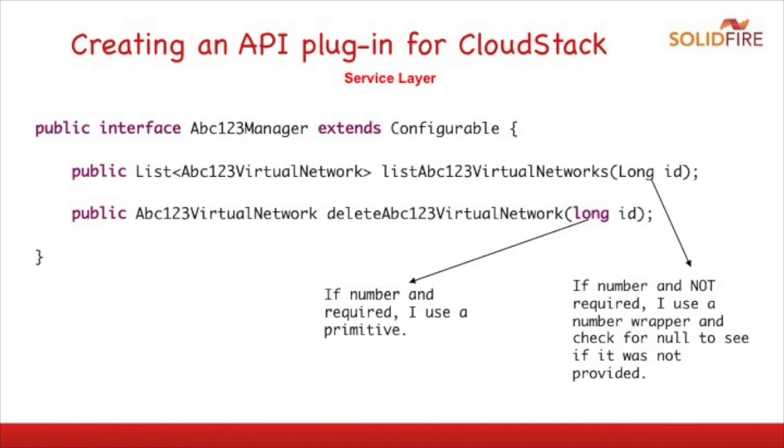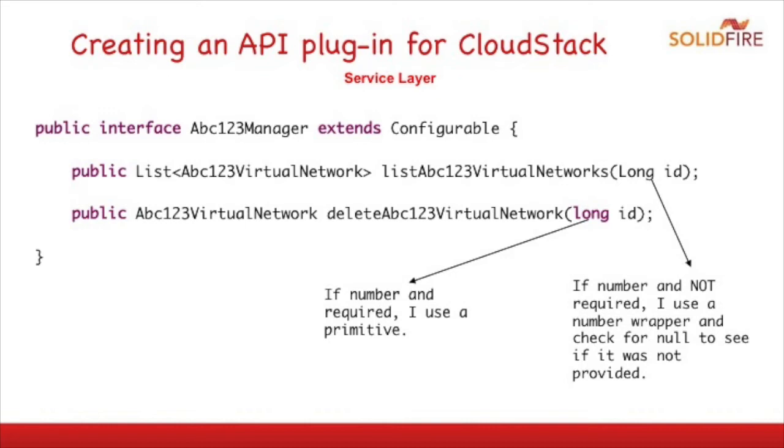My list method takes in a capital Long, so a wrapper Long. If you pass in null, it will list everything that you have access to see. If you pass in a number, it'll just list that particular virtual network. That's just a convention that we've used within the CloudStack community.